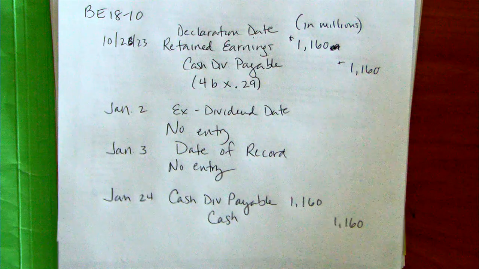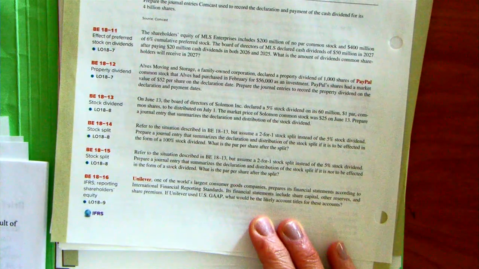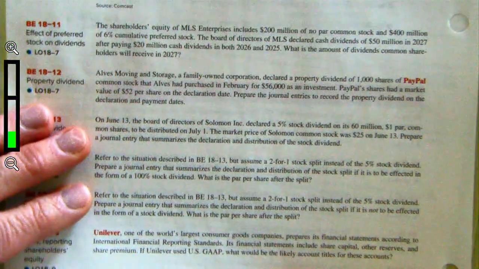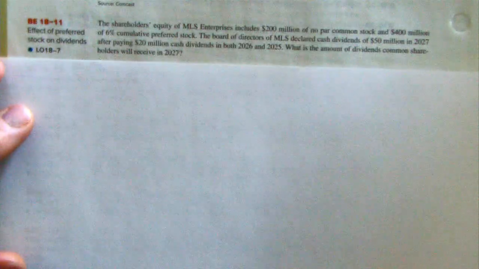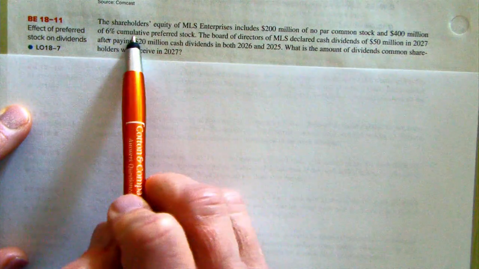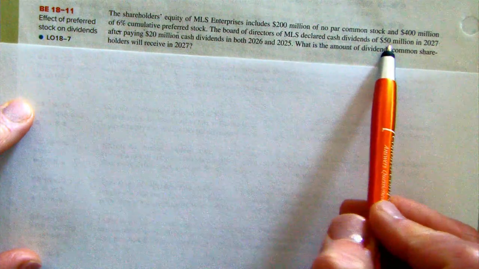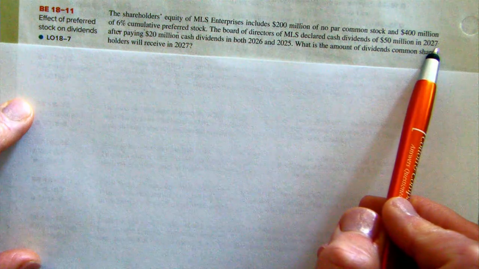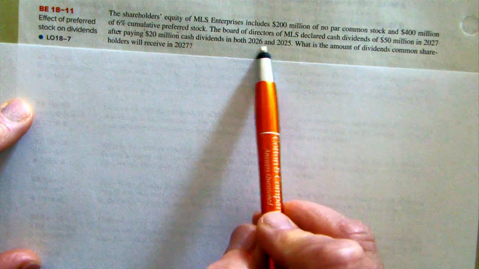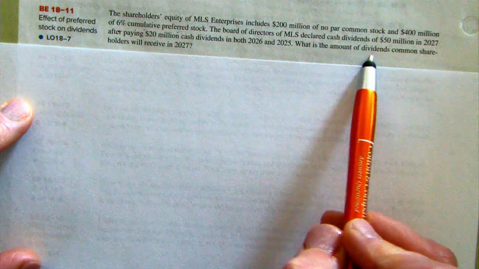Okay, moving on. We're going to do 11, because I think this is kind of important. Okay, brief exercise 11. This is specifically, let me zoom in here a little bit. It says the shareholders' equity of MLS Enterprises includes 200 million of no par common stock, 400 million of 6% cumulative preferred stock. The board of directors declared cash dividends of $50 million in 2027 after paying 20 million cash dividends in 2026 and 2025. What is the amount of dividends the shareholders will receive in 2027?